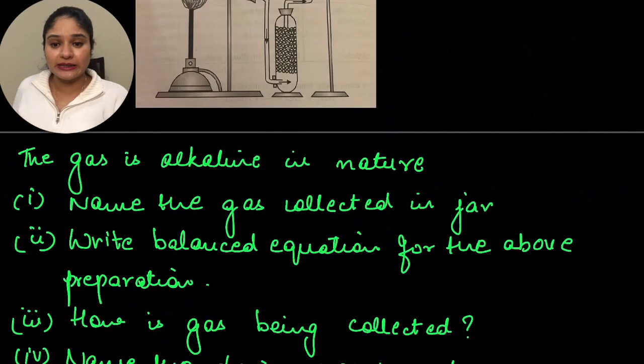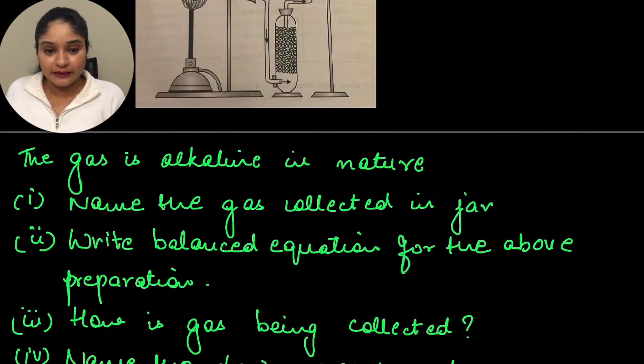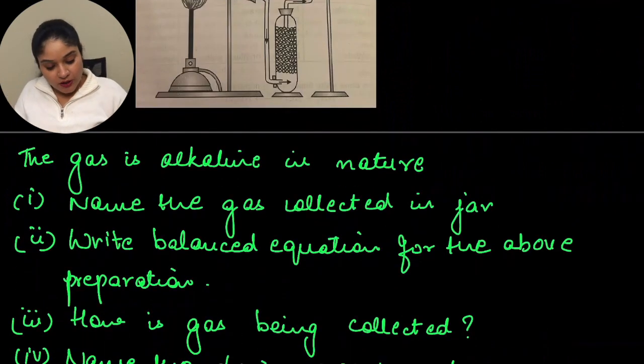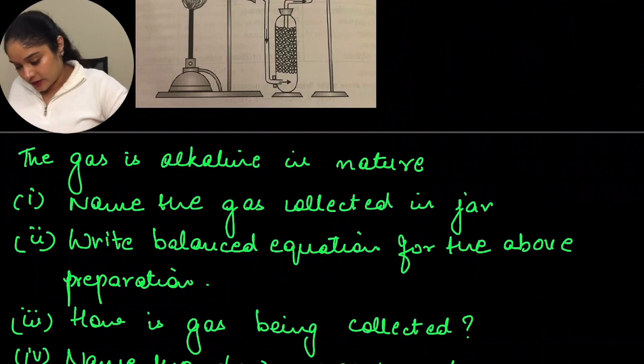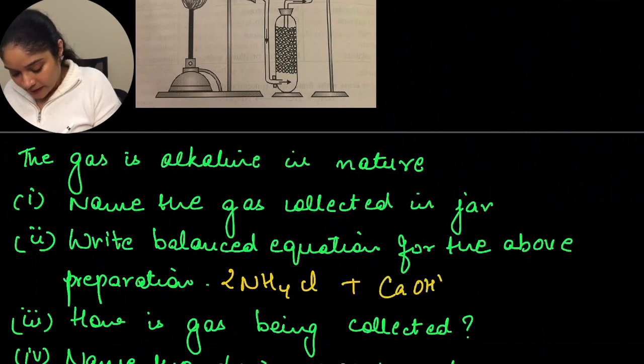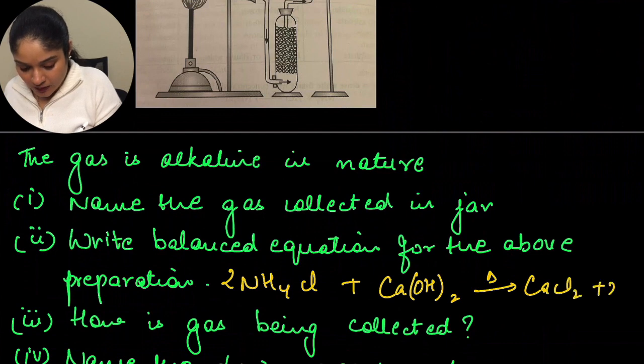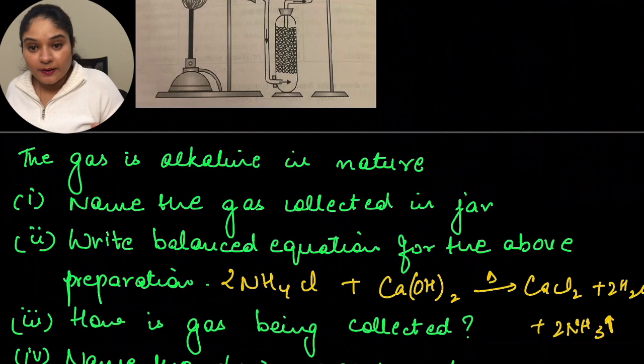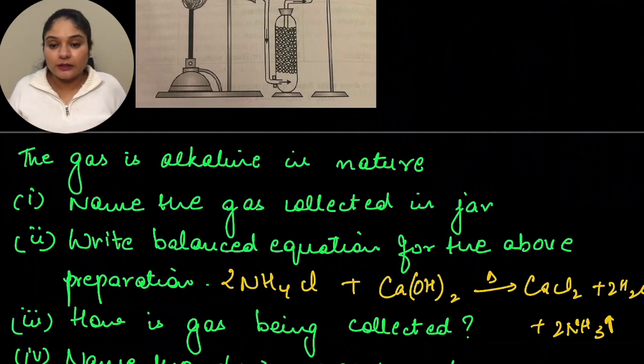The next question says, write a balanced chemical equation for the above preparation. Let me quickly write that here. That would be 2NH4Cl plus Ca(OH)2, and you heat that, you get CaCl2 plus 2H2O plus 2NH3, and that's it. Let's move to the next question.